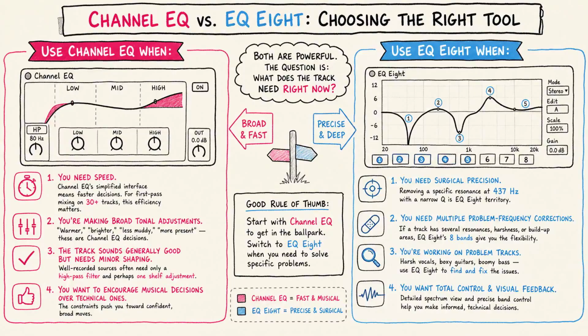Understanding when to use each EQ is essential for an efficient mixing workflow. You need speed. Channel EQ's simplified interface means faster decisions. For first-pass mixing where you're shaping 30-plus tracks, this efficiency matters. You're making broad tonal adjustments. Warmer, brighter, less muddy, more present. These are Channel EQ decisions. The track sounds generally good but needs minor shaping. Well recorded sources often need only a high pass filter and perhaps one shelf adjustment.